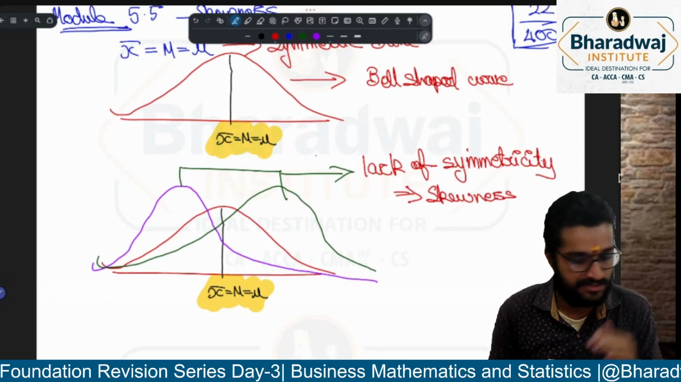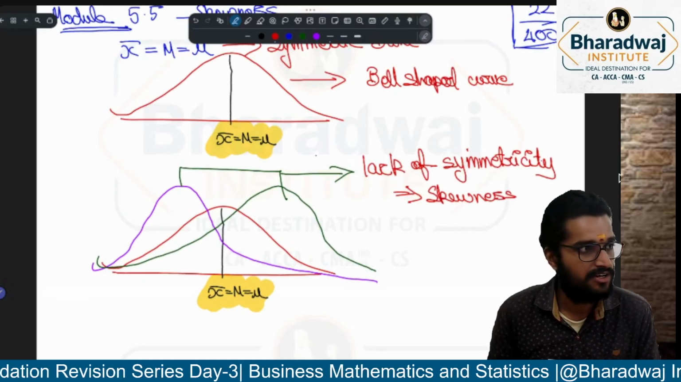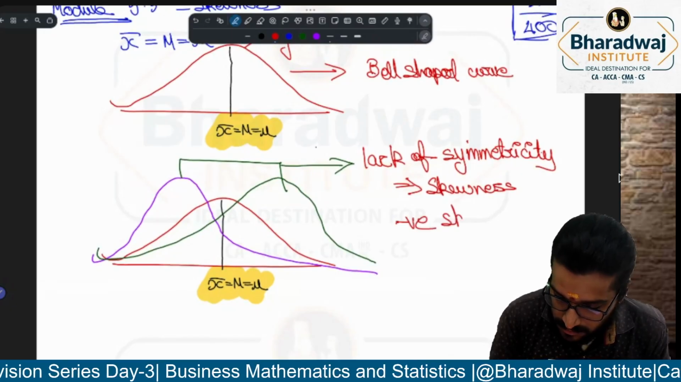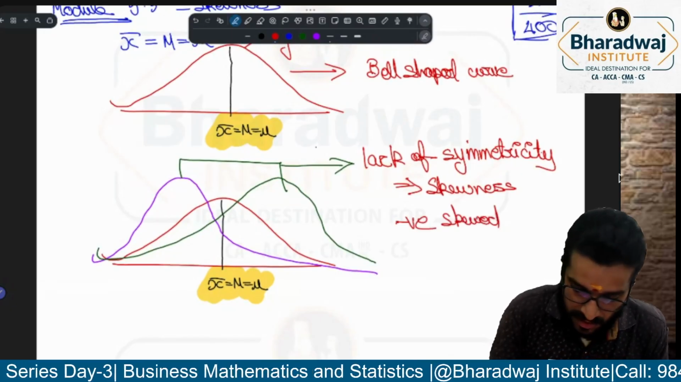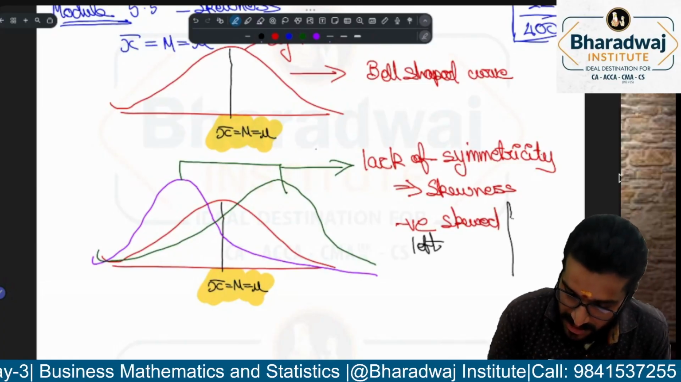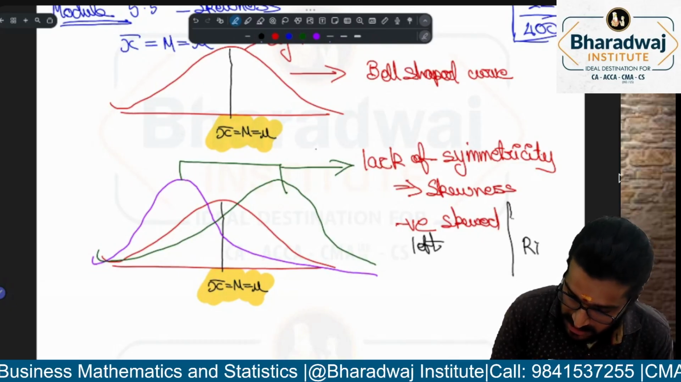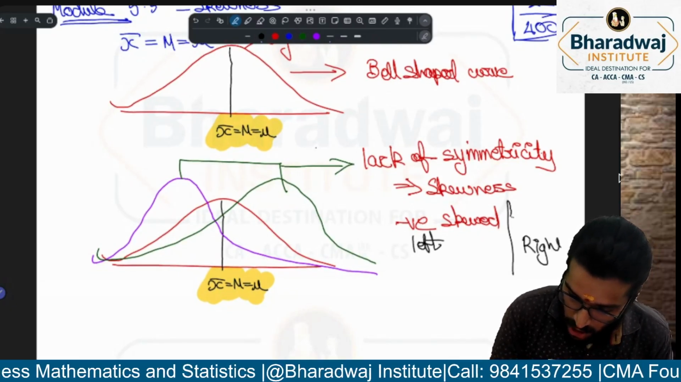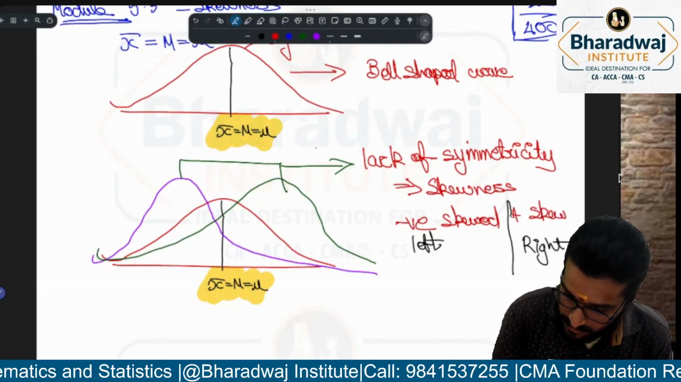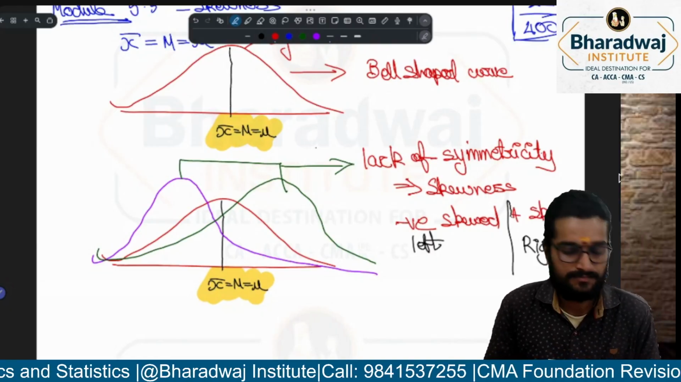If it is shifted towards left, we call it negatively skewed. Similarly, if it is shifted towards right, we call it positively skewed. Clear?